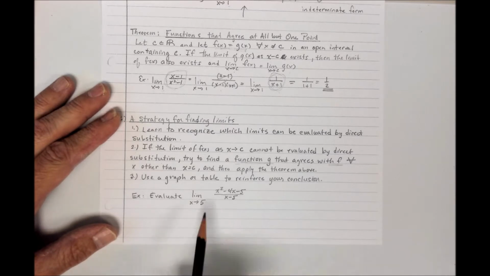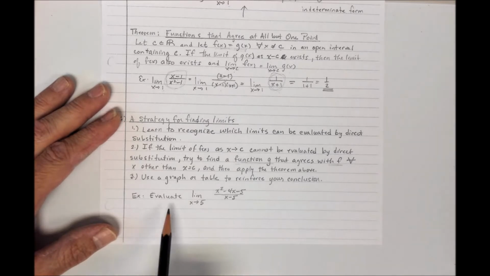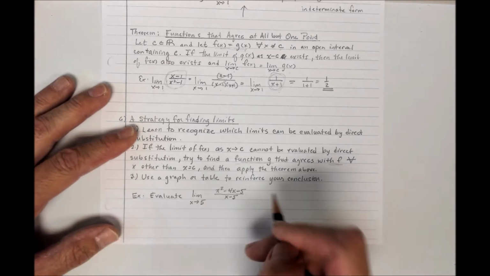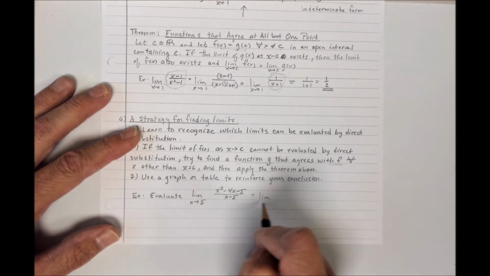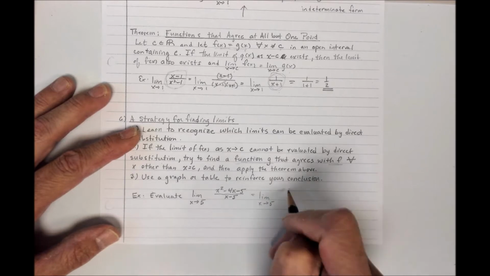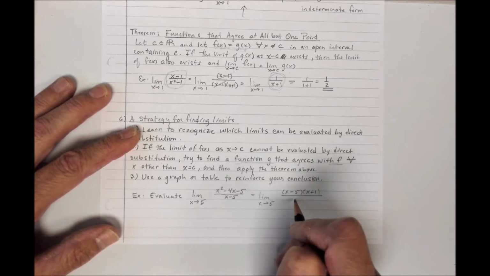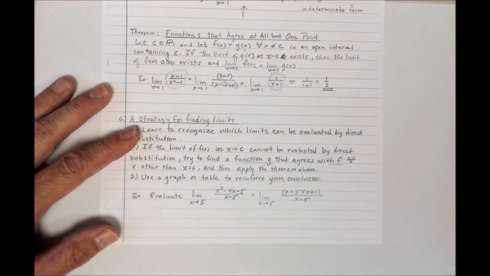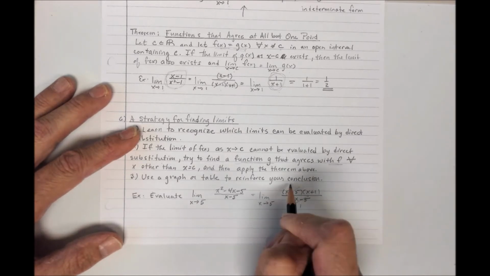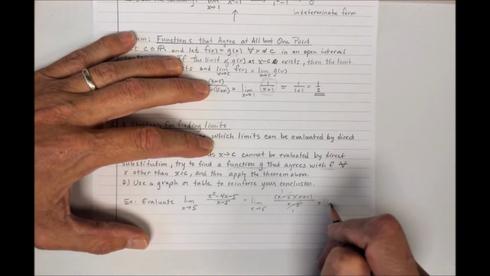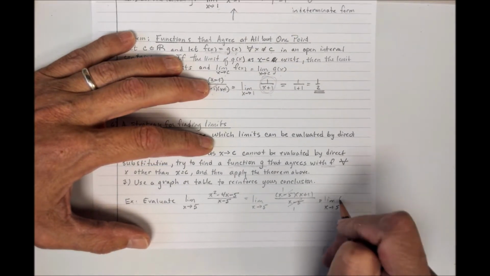But now here, for an example, we're evaluating the limit as x approaches 5. Well, you can see right away that I'm going to get 0 in the denominator if I use direct substitution. But just like the last example, I can do a little bit of algebra. This is x minus 5 times x plus 1 all over x minus 5. I can simplify this, and I have the limit as x approaches 5 of x plus 1.